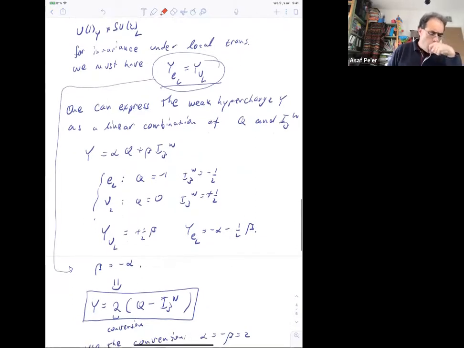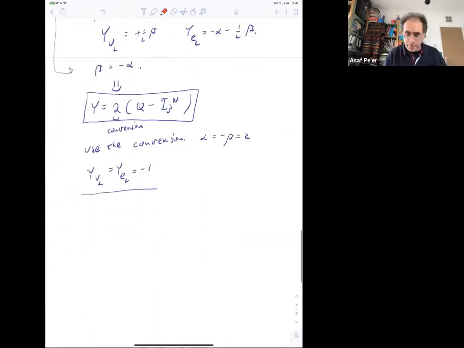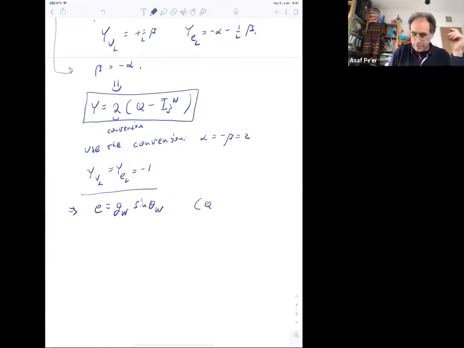Then we get the relationship between the weak and electromagnetic coupling in terms of the weak mixing angle. So that gives us that E is G weak sine theta weak. Right. Q is -1 for electrons. And similarly, we get that E is G prime cosine theta weak.